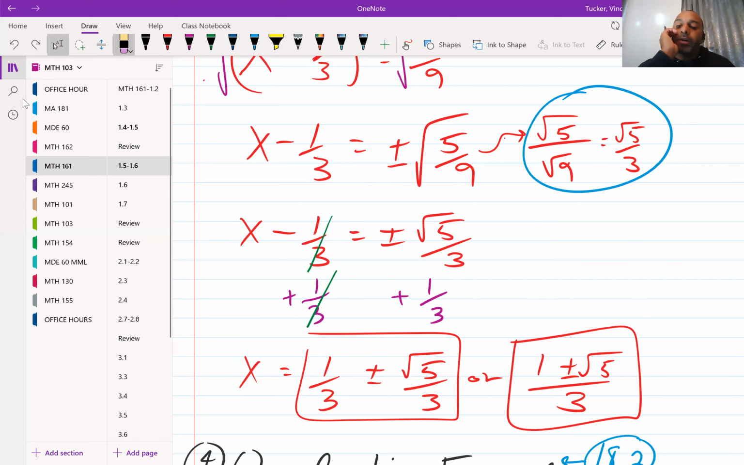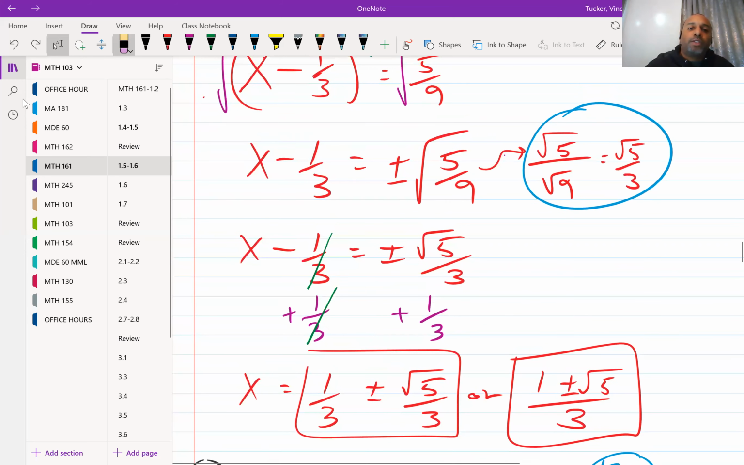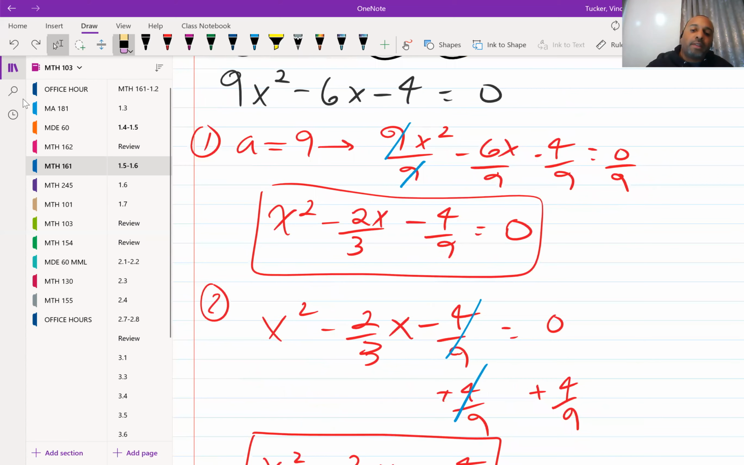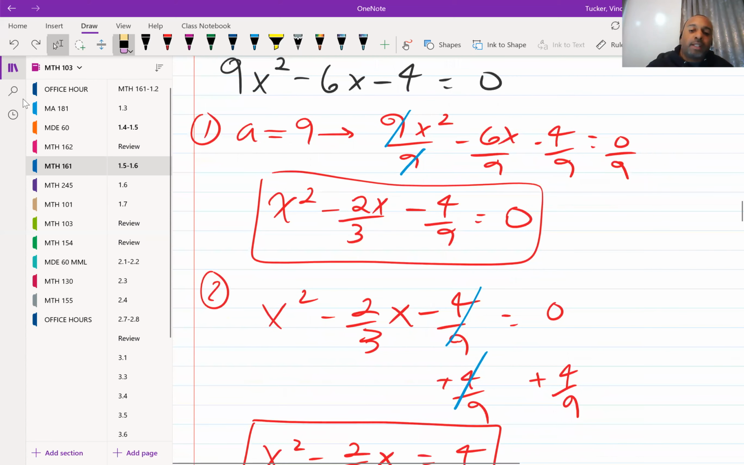So that's completing the square. Any questions with the process of completing the square? All right, so once again, checking to see what A is. If A is not 1, you divide each term by A and simplify that. Then from there, step 2, isolate the constant.